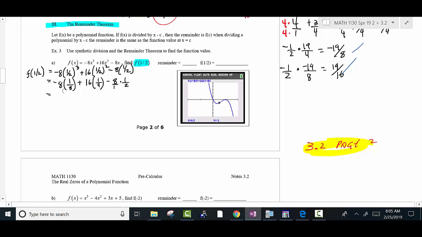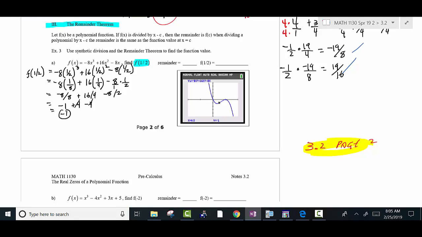You can do this all in your head. That's negative 8 over 8, that's 16 over 4, minus 8 over 2. So that is negative 1 plus 4 minus 4, which is equal to negative 1. So that's what f of 1/2 is. That's the standard way that we've learned how to do that, just plugging in and working it out.